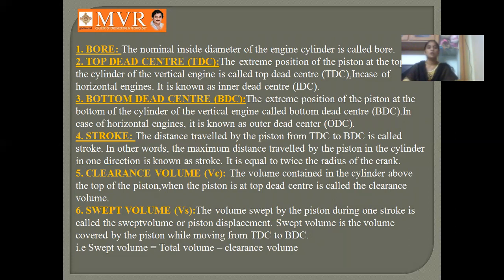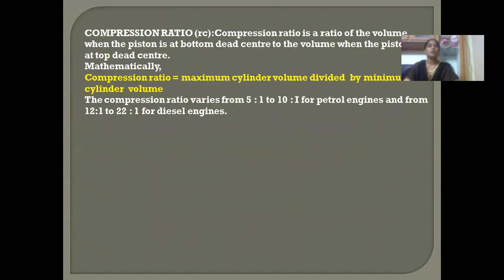Stroke. The distance traveled by the piston from TDC to BDC is called a stroke. In other words, the maximum distance traveled by the piston in the cylinder in one direction is known as the stroke. It is equal to twice the radius of the crank. Clearance volume. The volume contained in the cylinder above the top of the piston when the piston is at top dead center is called the clearance volume. Swept volume. The volume swept by the piston during one stroke is called the swept volume or piston displacement. Swept volume is equal to total volume minus clearance volume.